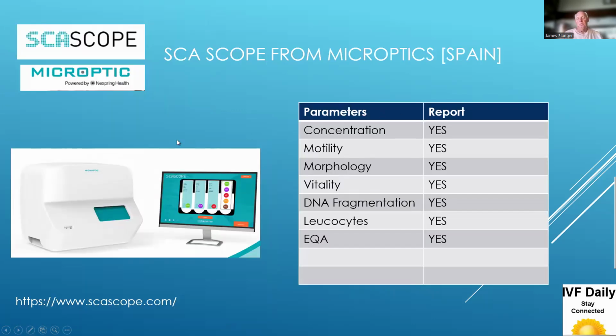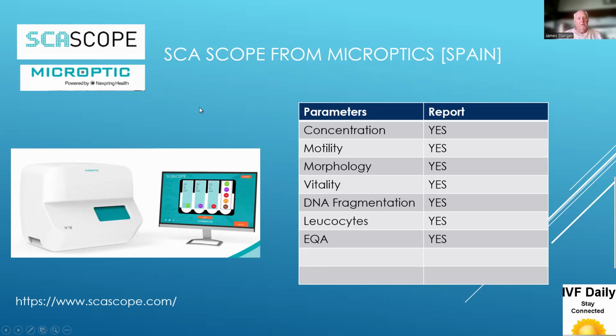So I'm quickly going to go through all the models that I could find on the marketplace. And I'm using this table, basically looking at the facilities they offer, looking for concentration, motility, morphology, vitality, DNA fragmentation, leukocytes, and if they're part of an EQA program. Some of these I'm very confident I've got correct, but others I may not have correct. And if I'm incorrect, I apologise. But I've provided the URLs for anyone who's looking at this video to go back and ascertain the information for themselves.